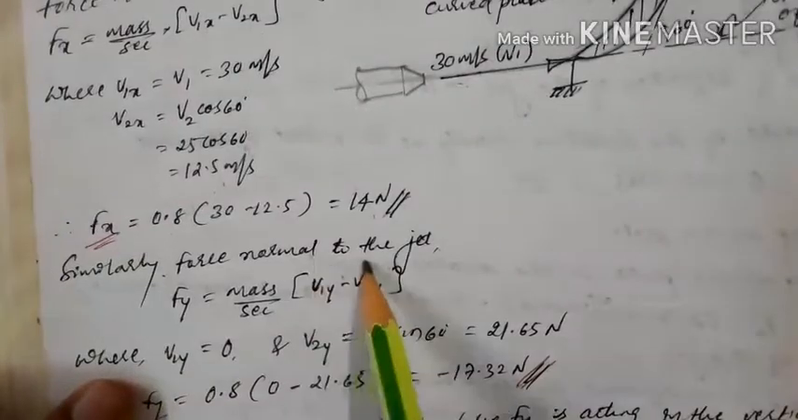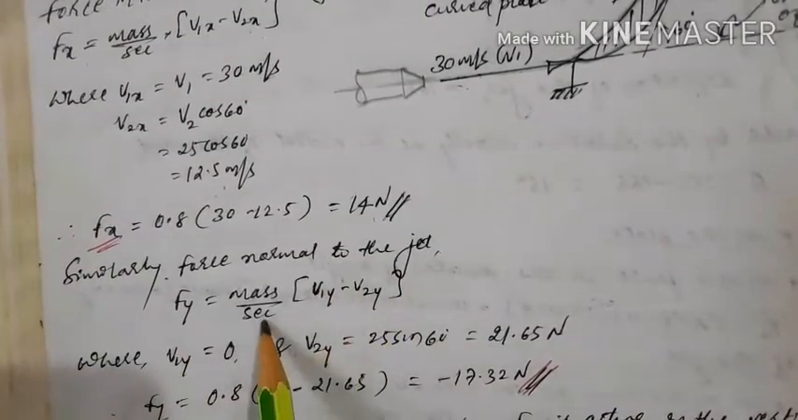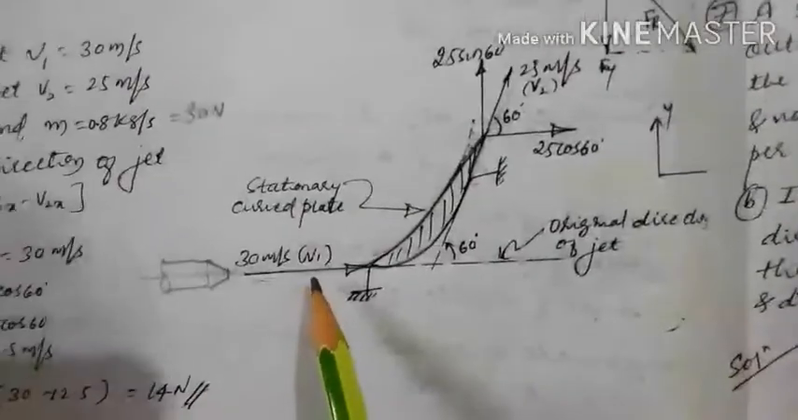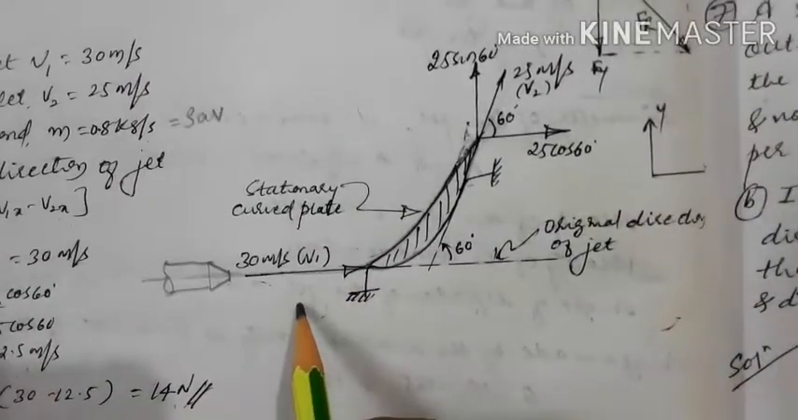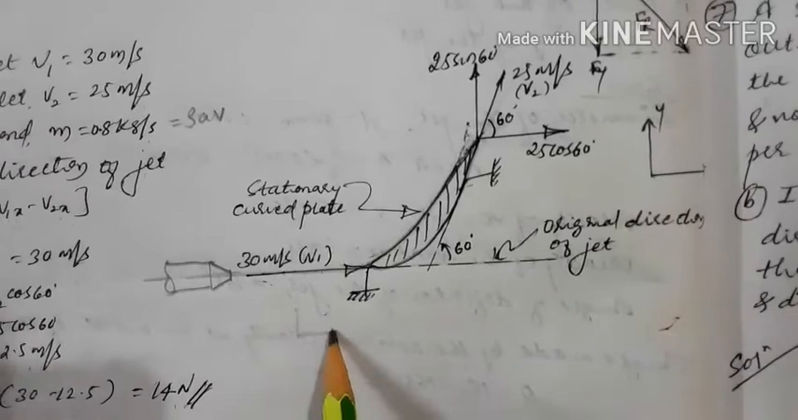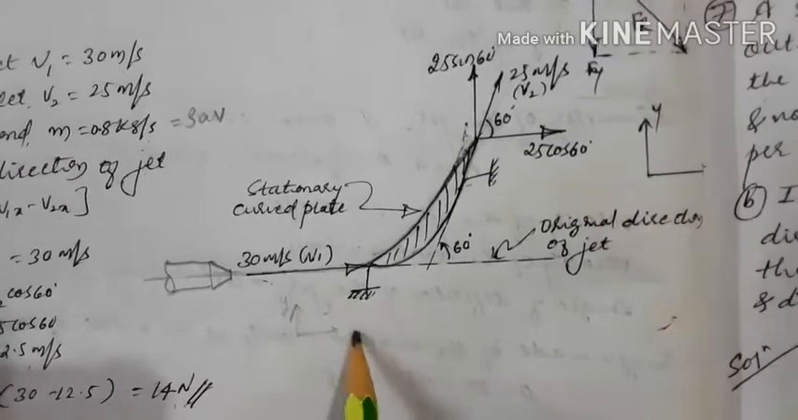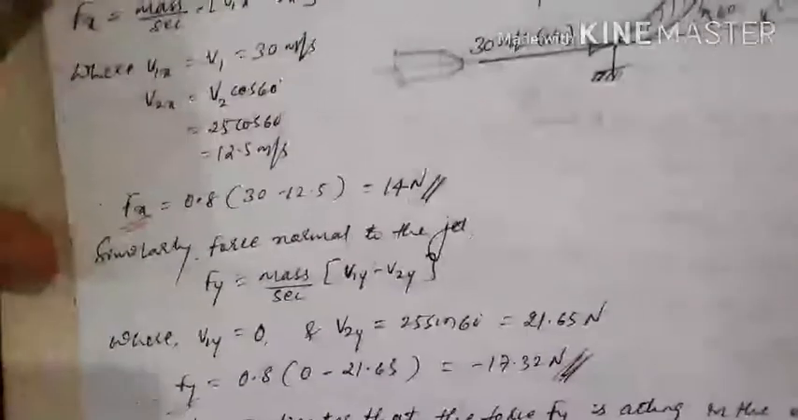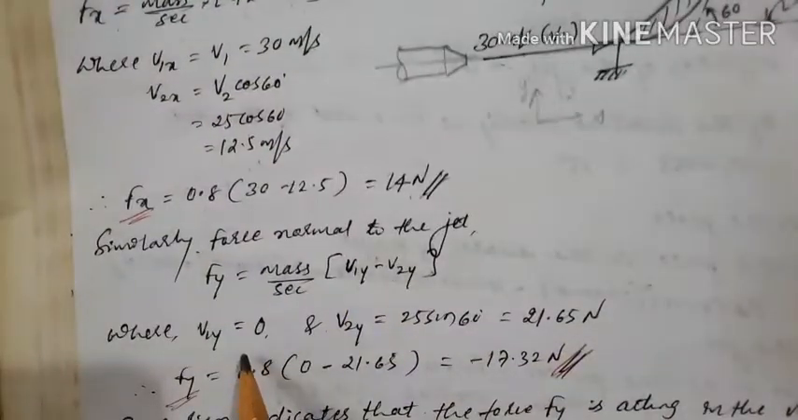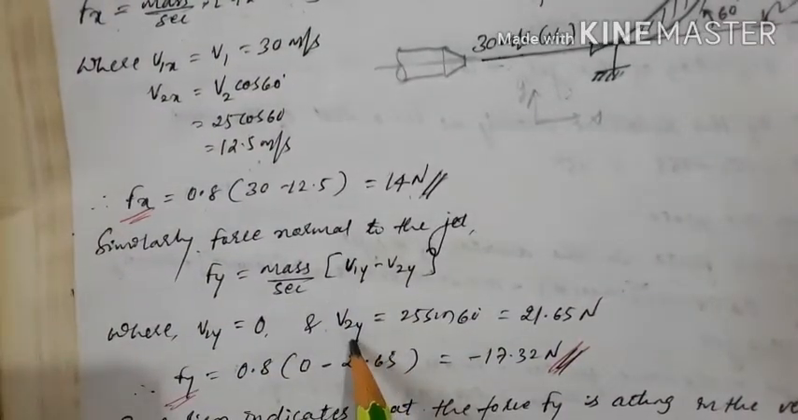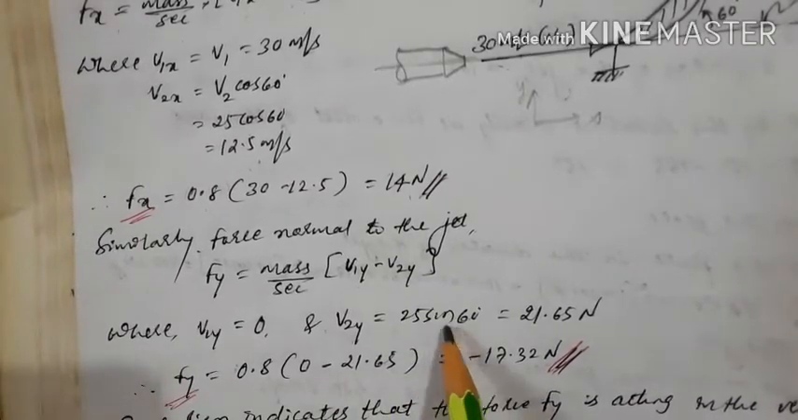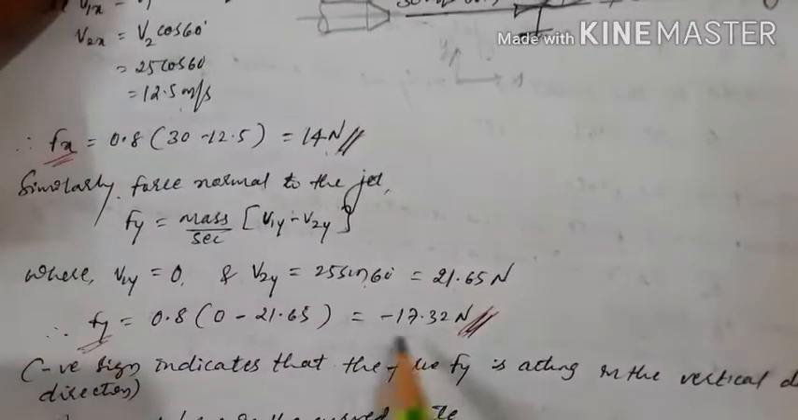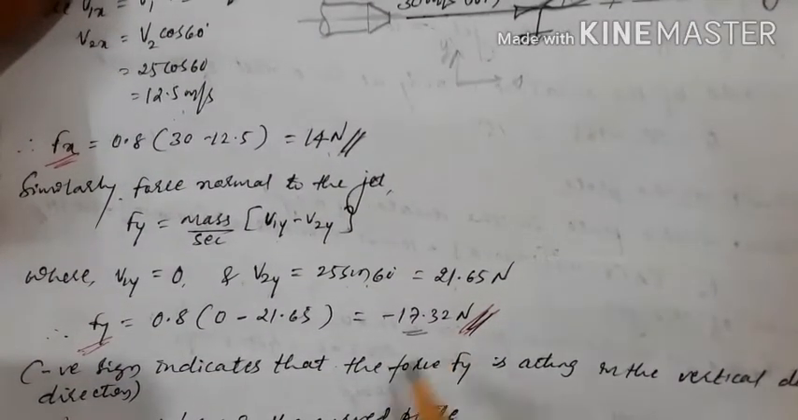Similarly, the force normal to the jet, Fy, is mass per second times v1y minus v2y. Initially in the y direction there is no velocity. This is y and this is x, so the velocity in the y direction will be 0, and the velocity in the y direction at exit will be 25 sin 60. We get 21.65 Newton. Then calculating Fy, we get minus 17.32.